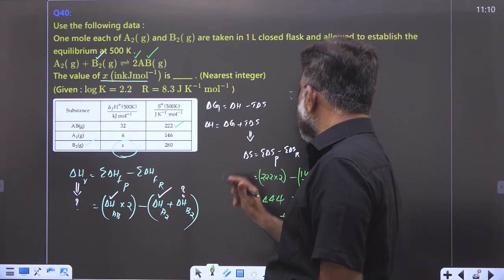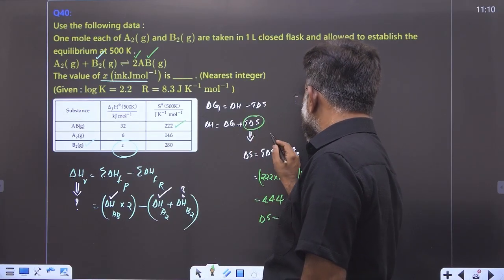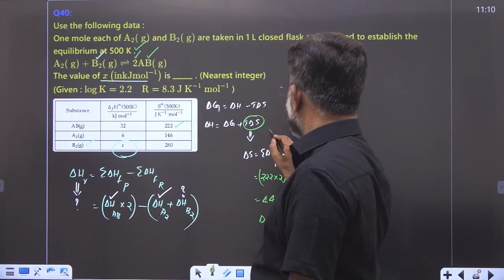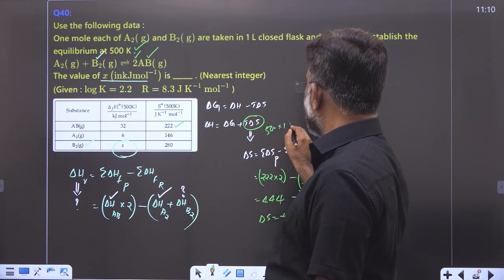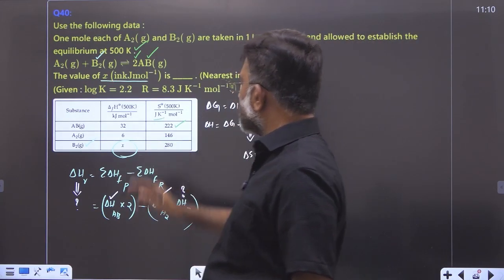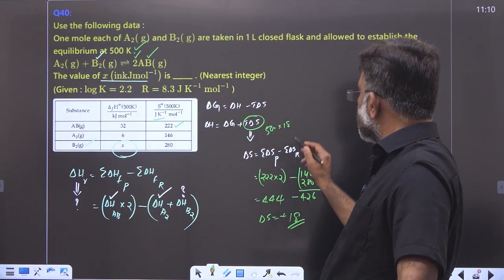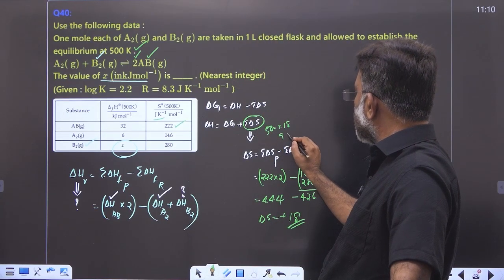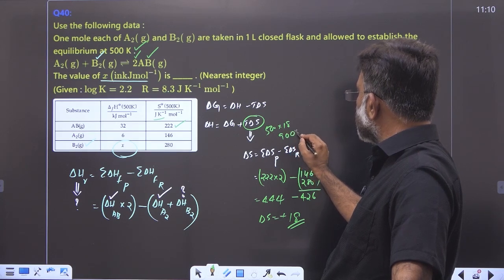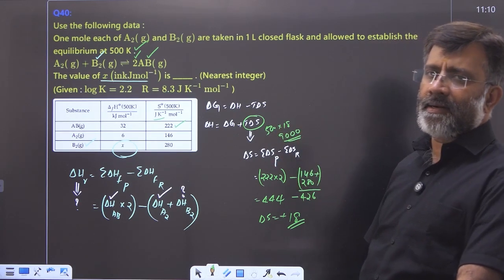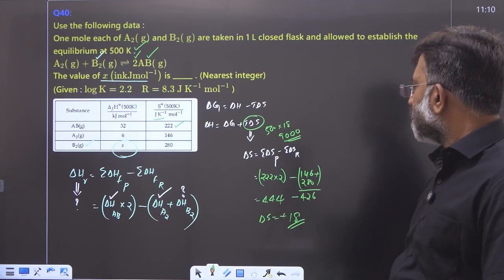So what is T delta S? T delta S will be temperature, given 500, so it is 500 into 18. All this is in joules. Remember that. Okay. So it is 9,000. 9,000 will be the value of T delta S.